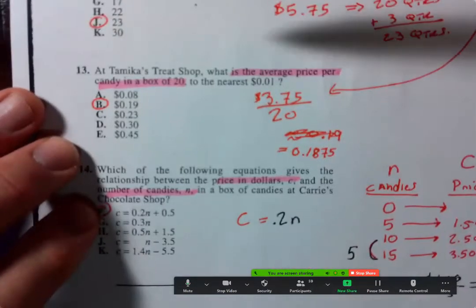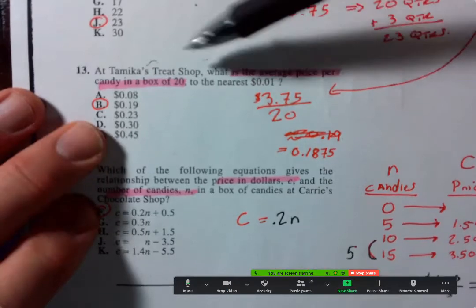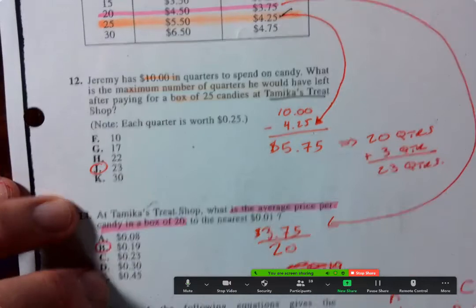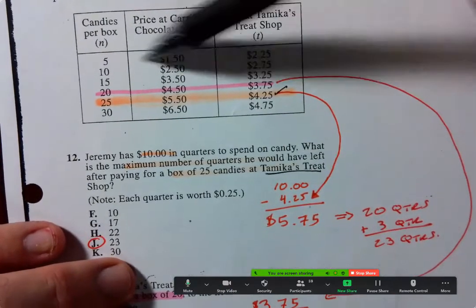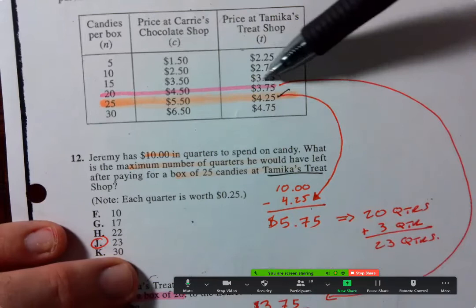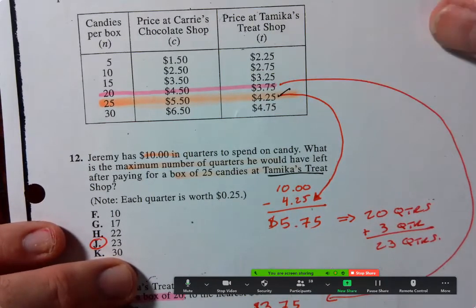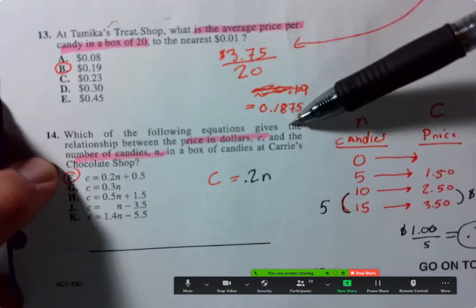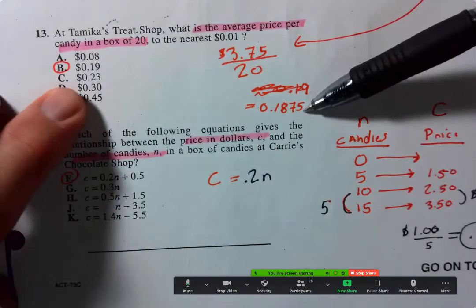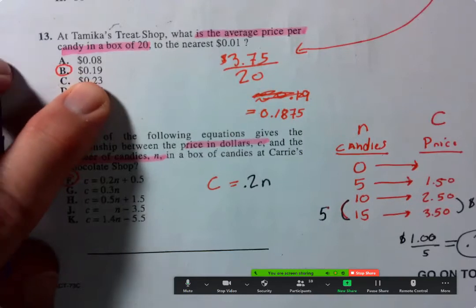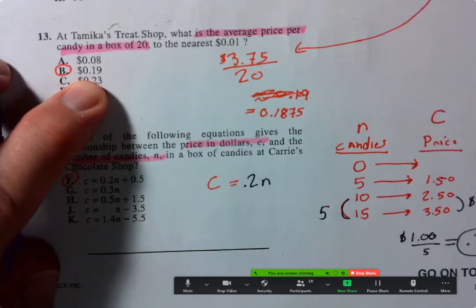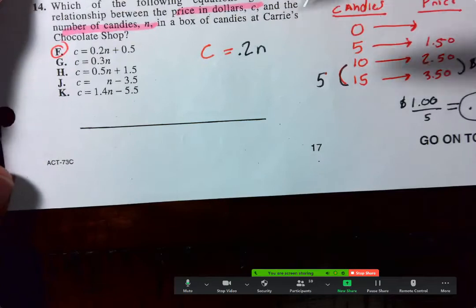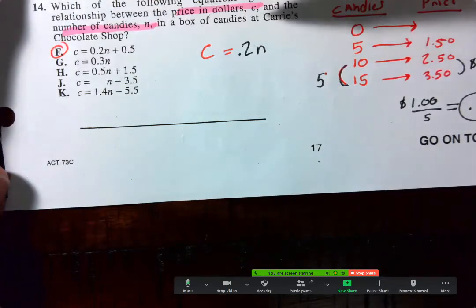Number 13 says, at Tamika's Treat Shop, what's the average price per candy in a box of 20? Well, if I look at Tamika's, in a box of 20, the price is $3.75. So I'm going to take that $3.75 and just divide by the 20 pieces, and I get 0.1875, which in terms of money is 19 cents. Letter B.